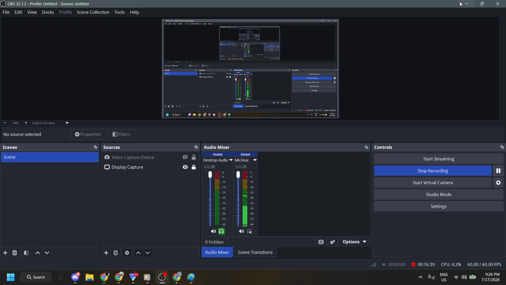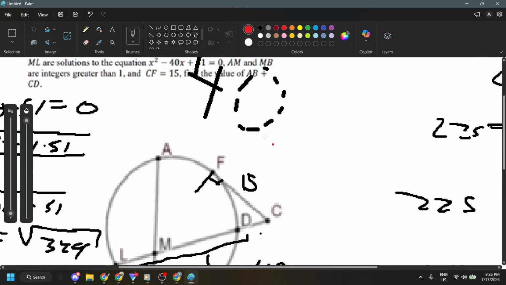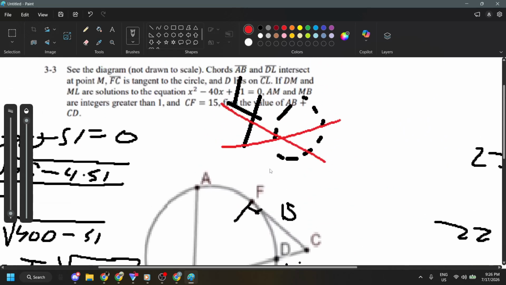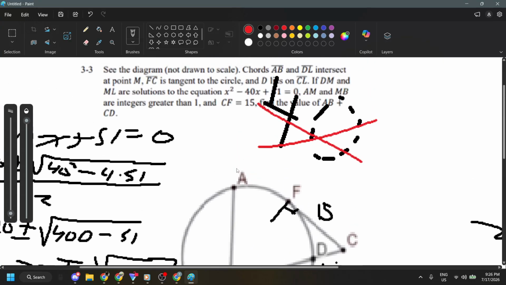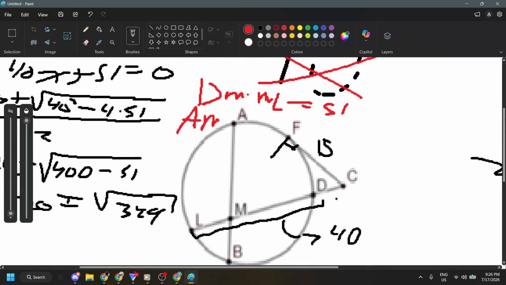Let me check. Guys, they just pulled equations out of nowhere. They said, well, I could have figured this initial first step out. DM and ML are solutions to this equation. So DM times ML is equal to 51, which I could have gotten. But for some reason, they also said that AM times MB is also equal to 51. Which is like, why is the equivalency a multiplication, not an addition?